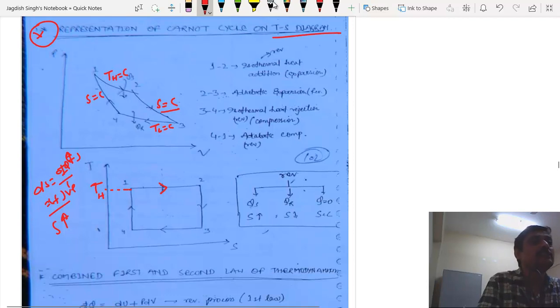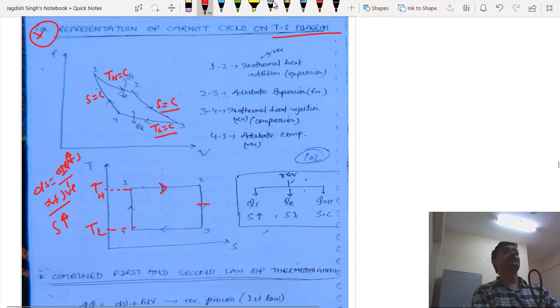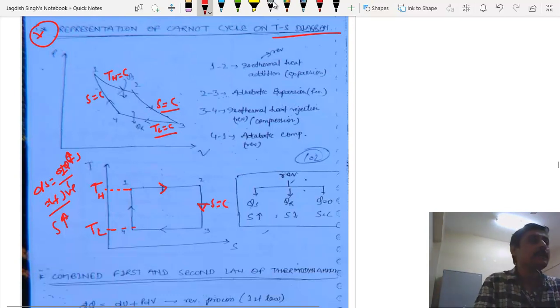Right? The process 2 to 3 is isentropic expansion. Whenever gas is expanded isentropically, the temperature drops. The temperature drops from TH to TL. 2 to 3 is the isentropic expansion, right? During the expansion process, the temperature drops.